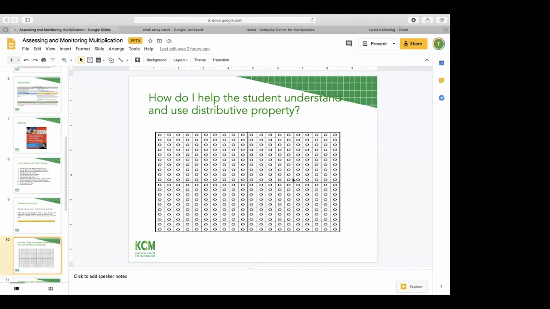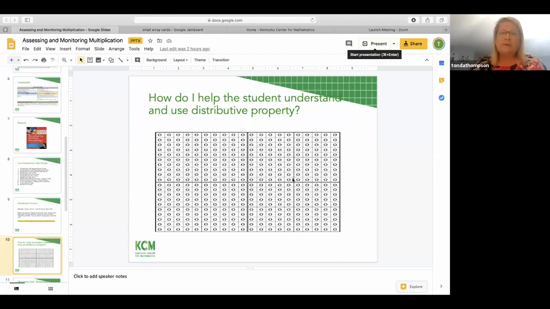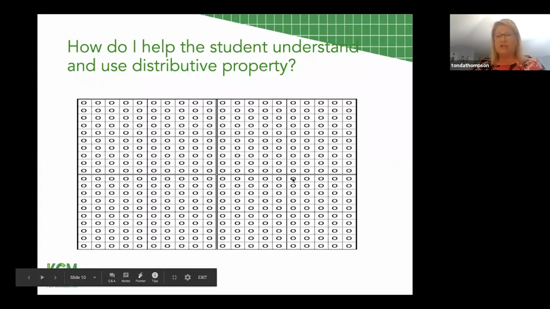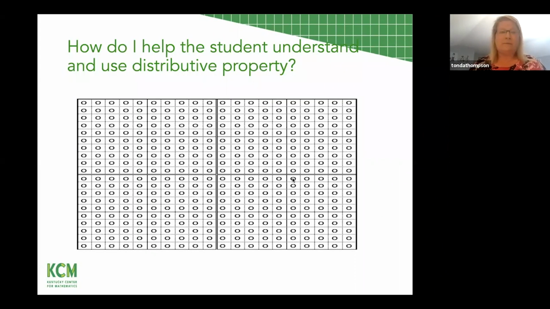How many of you have used the arrays for teaching double-digit multiplication, or even single-digit as far as that goes, but just using multiplication? How many of you are used to this type of setting? Now, I know this is not a quiet group.